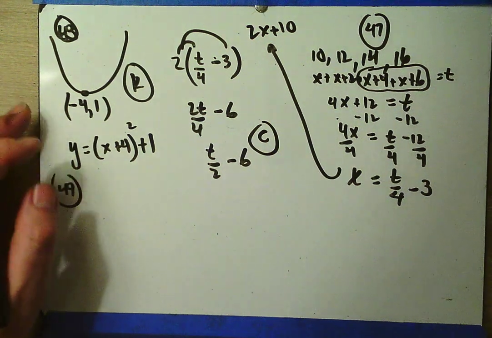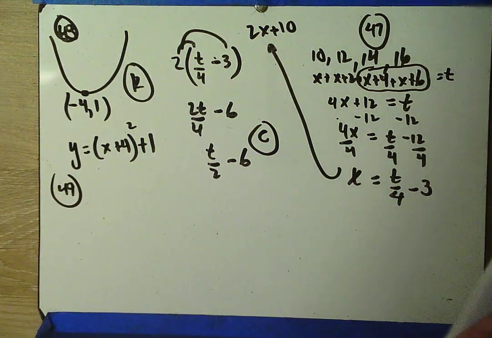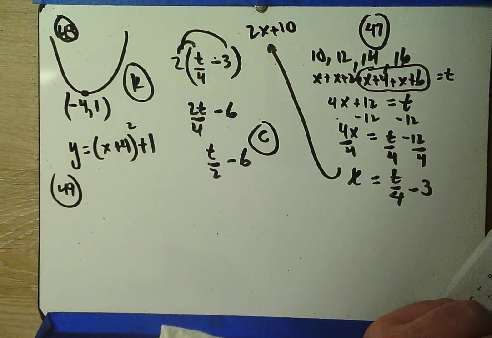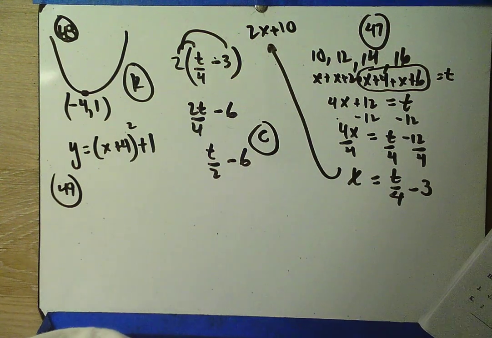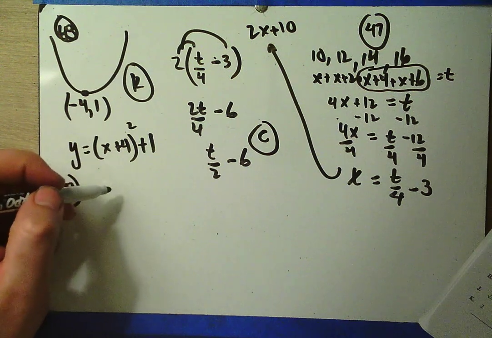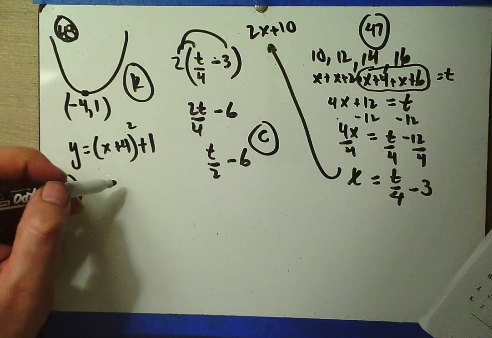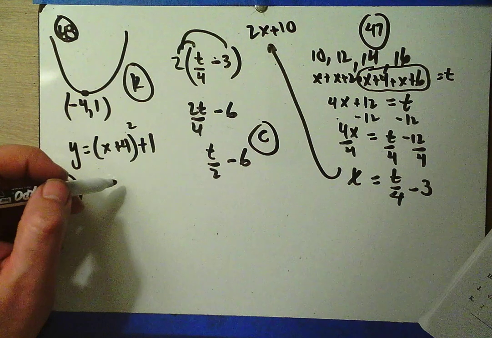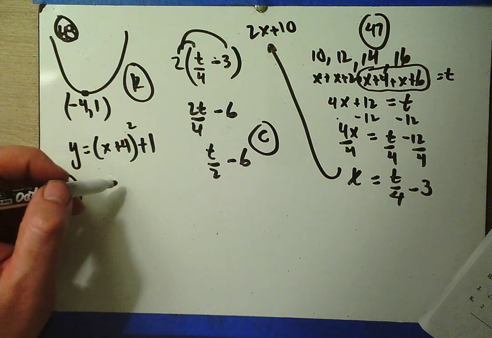49 is a horrible problem. Horrible, horrible problem. Oh my God. A piggy bank has pennies, dimes, nickels, and quarters for a total of $5.29. There are 3 times as many dimes as there are pennies.